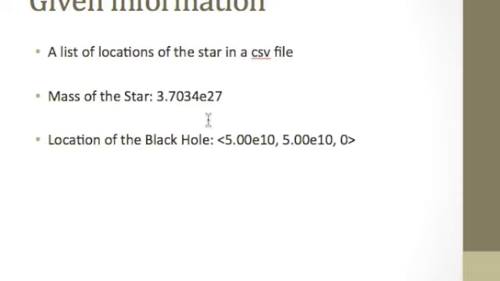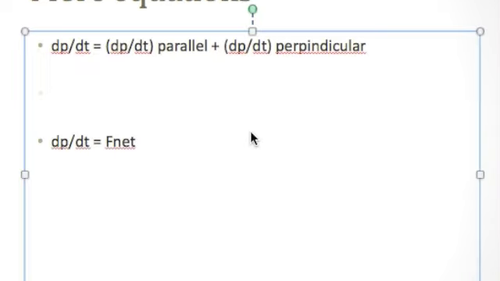The given information is a list of locations of the star in a CSV file, and we also know the mass of the star, and we know the location of the black hole. The other equation we'll use in this lab is that the change in momentum over the change in time is equal to its components added together, and also that the change in momentum over change in time should equal the net force.